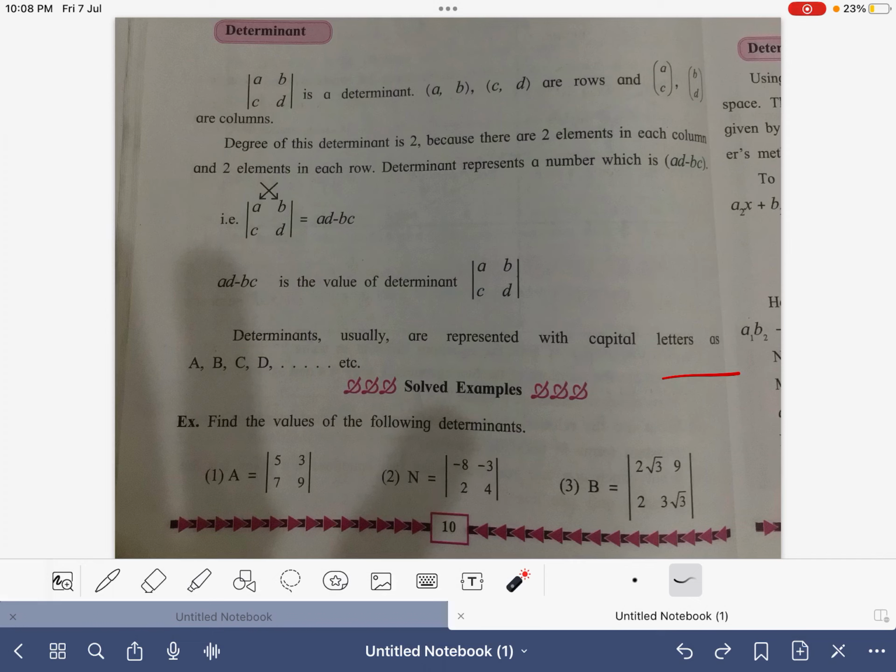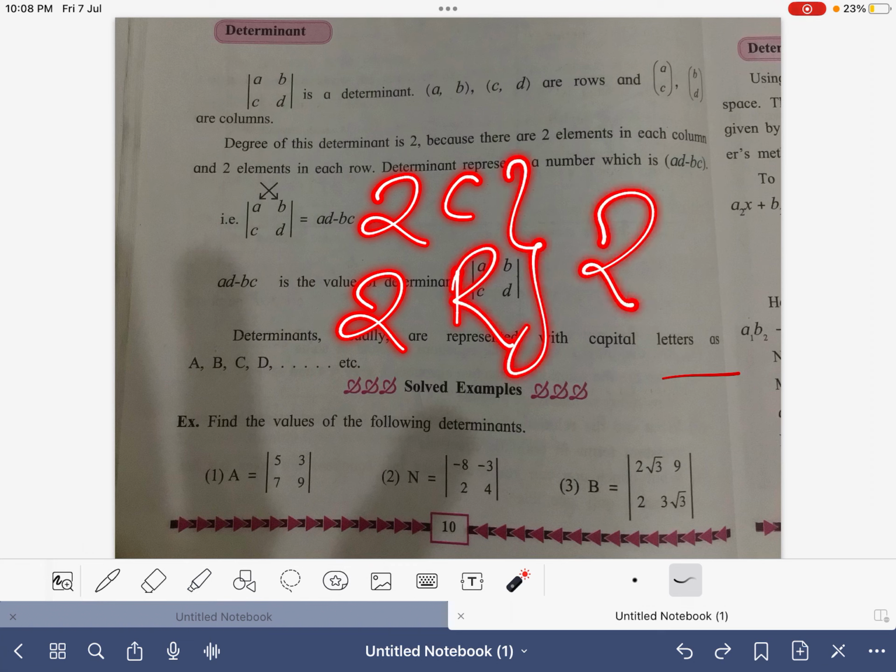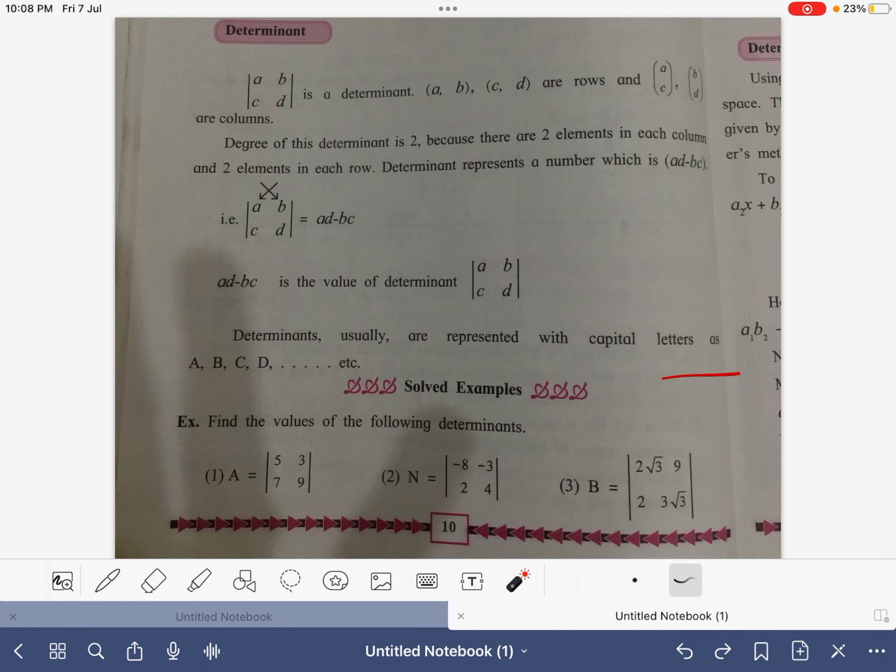If you observe this determinant, there are two vertical columns and two rows. So two columns and two rows, therefore the order of this determinant is 2. That's why they show that the degree of the determinant is 2. The second thing we have to keep in mind is how to solve this determinant.